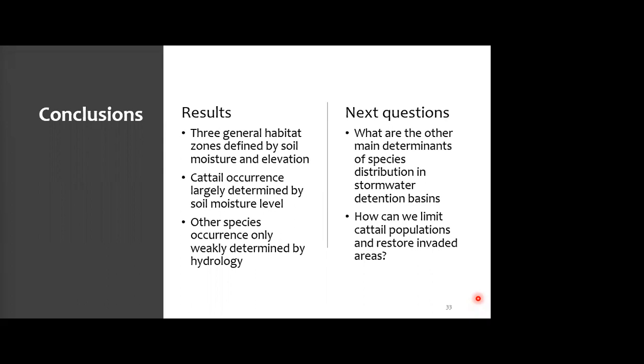Also, because cattails are so frequently found, but also so inevitable in the saturated zone, there's a question of how can we limit their populations and restore invaded areas. Cattails can be invasive. There's a native species, but there's also an invasive hybrid, which invades many natural wetlands. So stormwater detention basins actually provide an opportunity to do some experimentation about what types of restoration practices might be effective in both stormwater detention basins, but also natural wetlands.